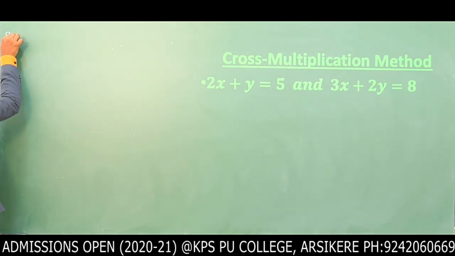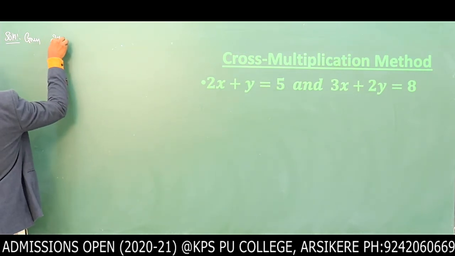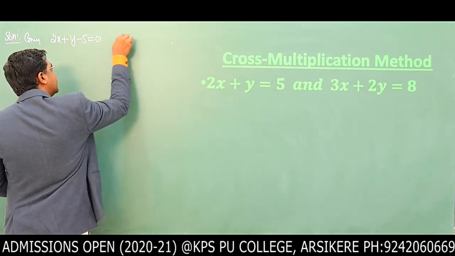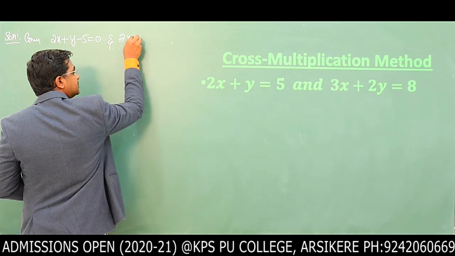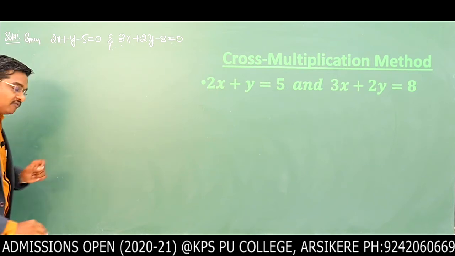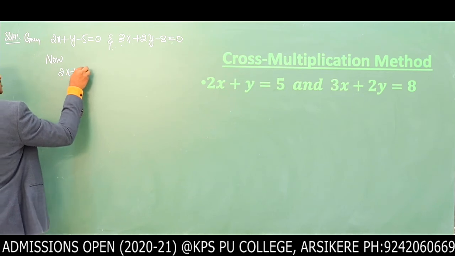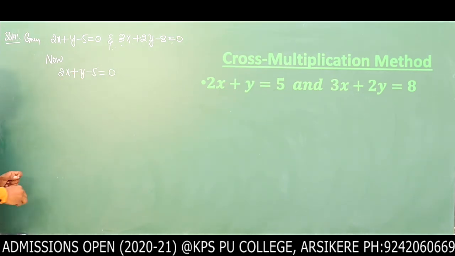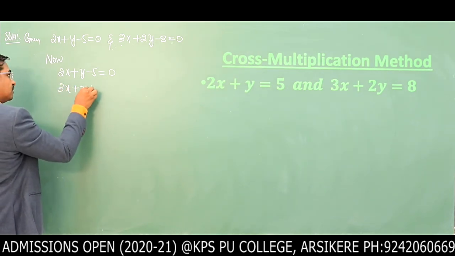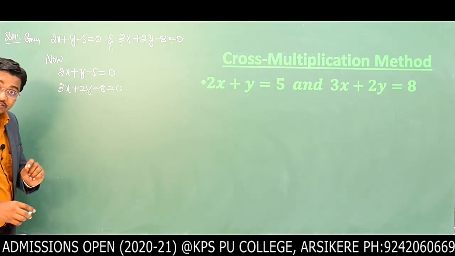Solution: the given equations are 2x plus y minus 5 is equal to 0, you have to write it like this, and the second equation 3x plus 2y minus 8 is equal to 0. Now write the equations one below the other: 2x plus y minus 5 is equal to 0, and the second one 3x plus 2y minus 8 is equal to 0. Now we need to find the values of x and y.